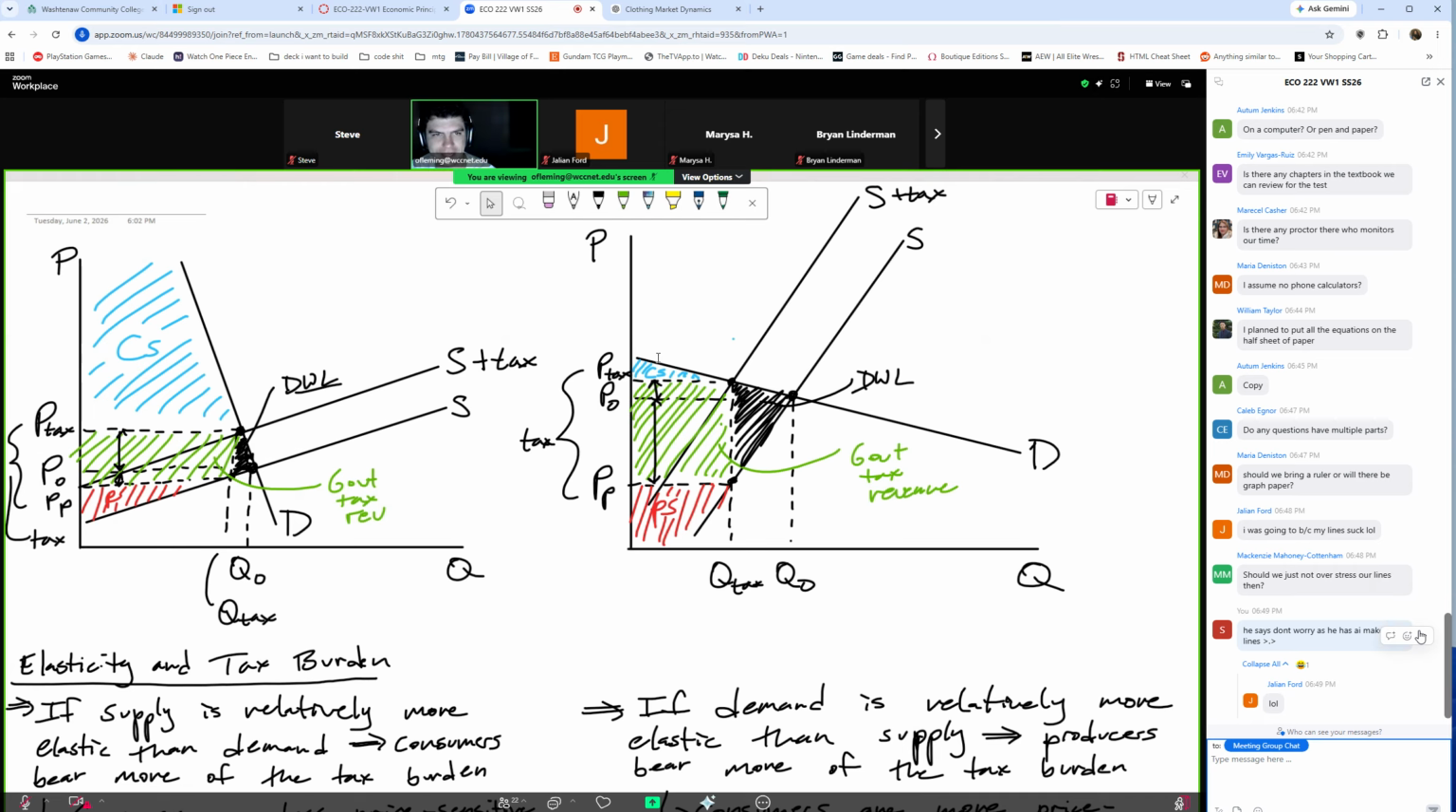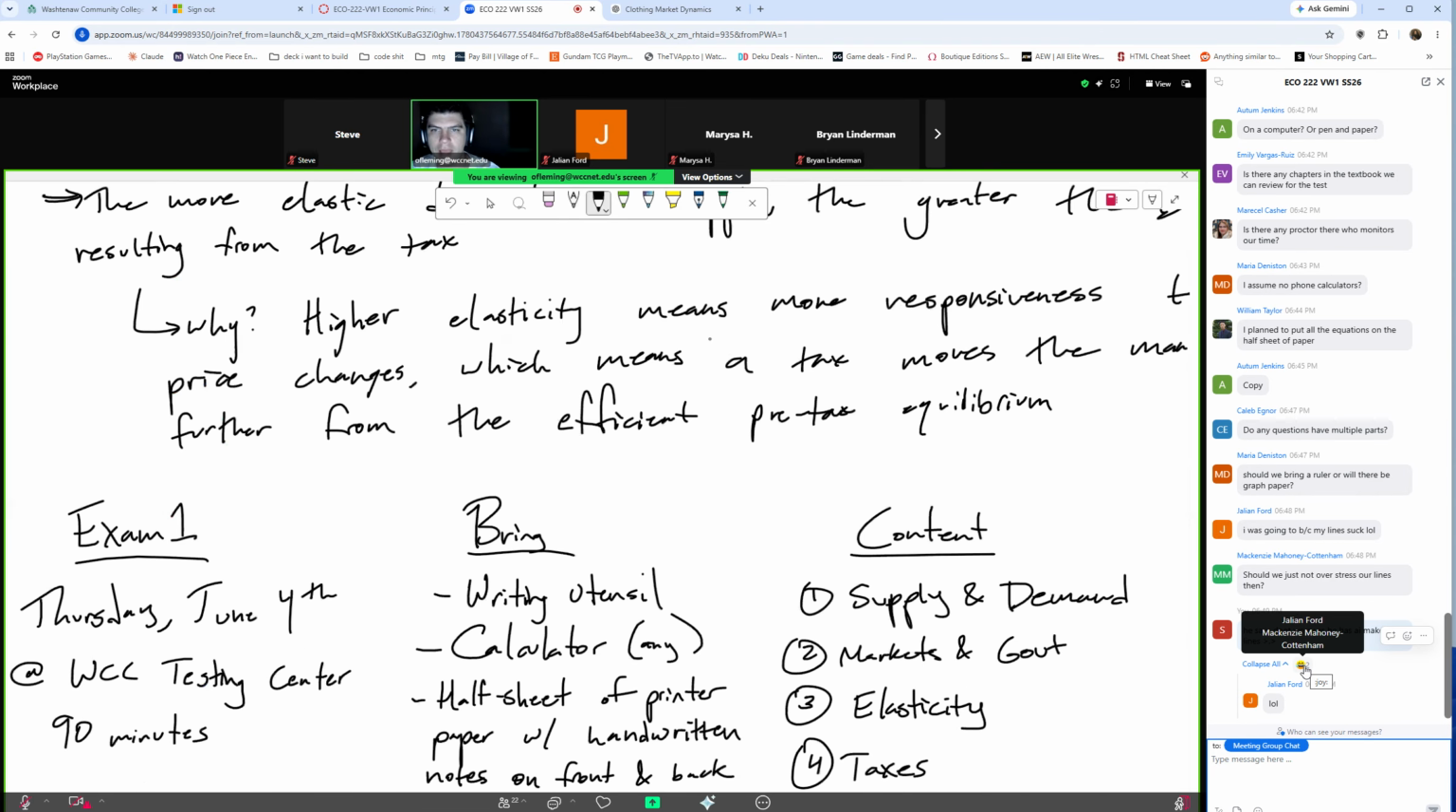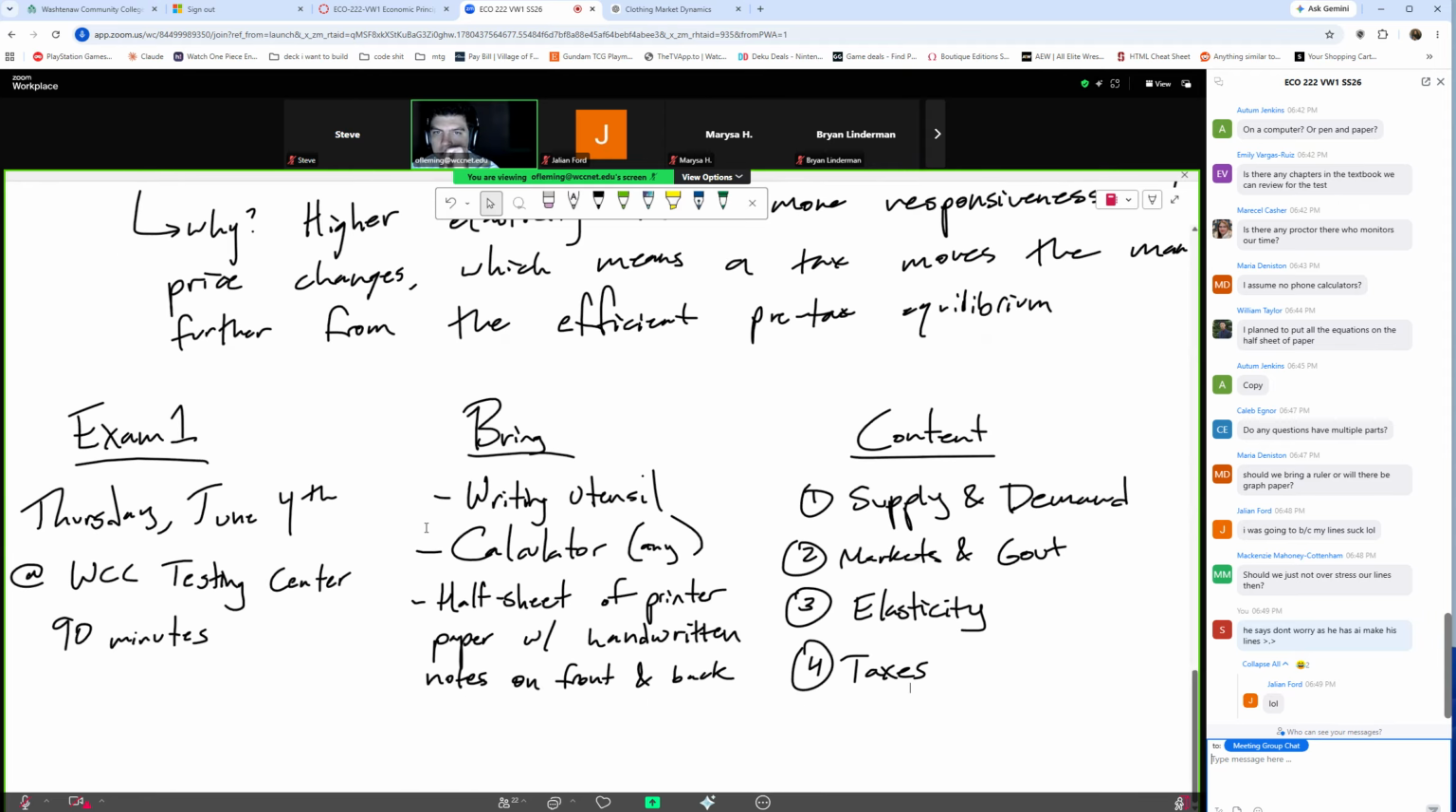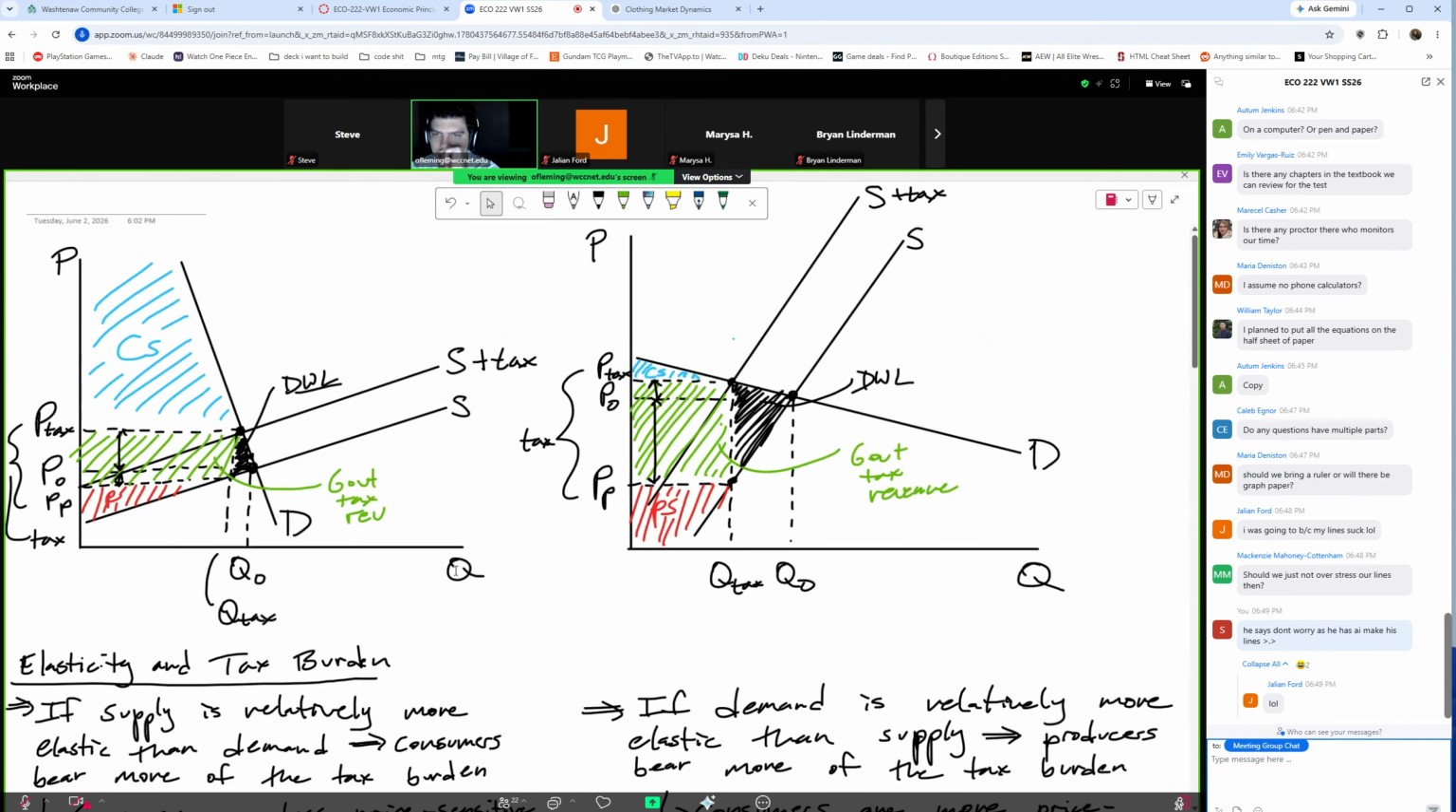He says don't worry, he has AI make his lines. Yeah, I have the AI make my lines. But anybody in here who was in my macro virtual section last semester, good Lord, that was just disgusting. For some reason, the version of OneNote that they have at WCC doesn't have this feature where I can hold and get a perfect line. So I was getting some absolutely abominable lines. Okay, don't worry about the lines. Don't worry about them.